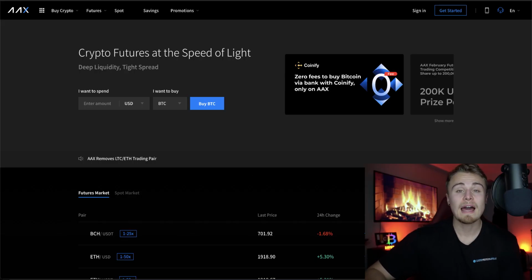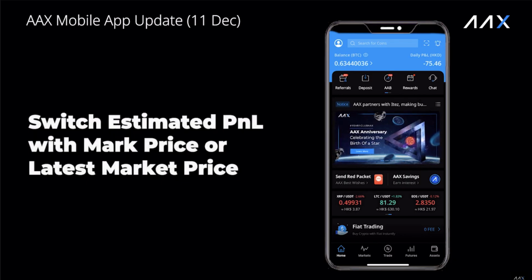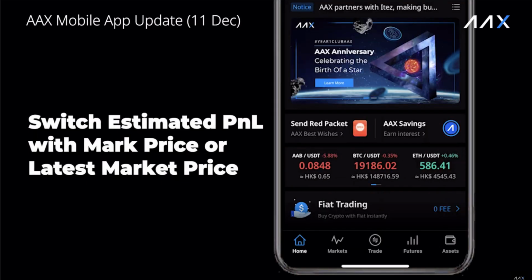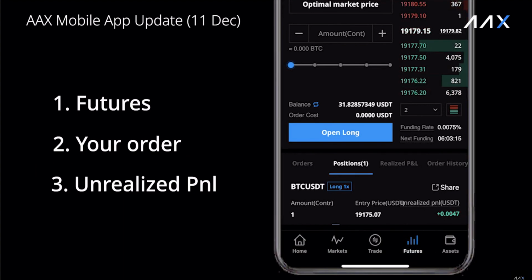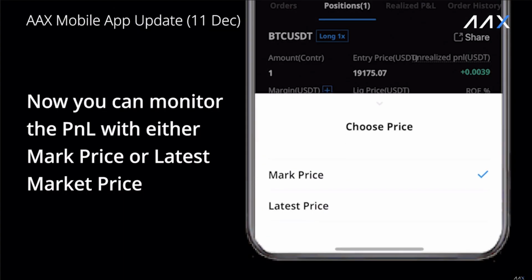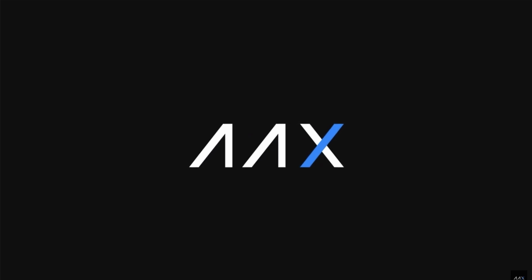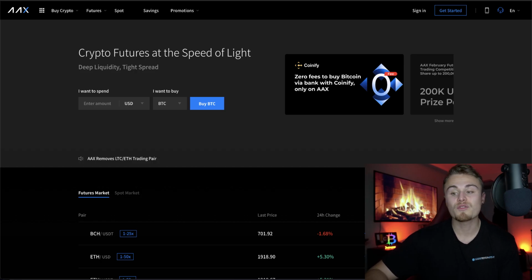I also want to talk about how to calculate P&L on the AAX exchange. It's basically about switching to estimated P&L with the mark price or the latest market price. As you can see here on the screen, you choose futures, then you choose your order, and then you choose the unrealized P&L. Once you choose this, you can monitor the P&L with either the mark price or the latest market price. These are just a few tips from AAX to help you better your trades.